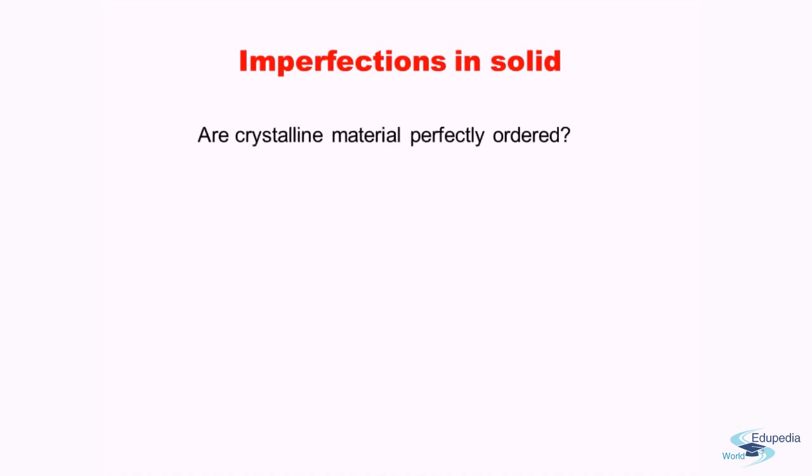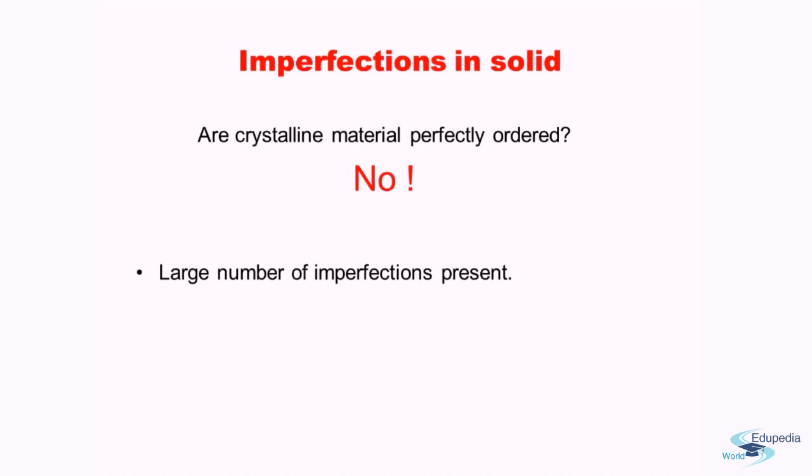So our discussion will be on imperfections in solids. The cases we have studied till now are perfect solids. Are crystalline materials perfectly ordered? That is the question. And as I said, no. So if the crystalline material is not perfectly ordered, then what is the exact scenario? What is the practical scenario? There are actually a large number of imperfections present in any crystalline material, be it single crystal or polycrystals.